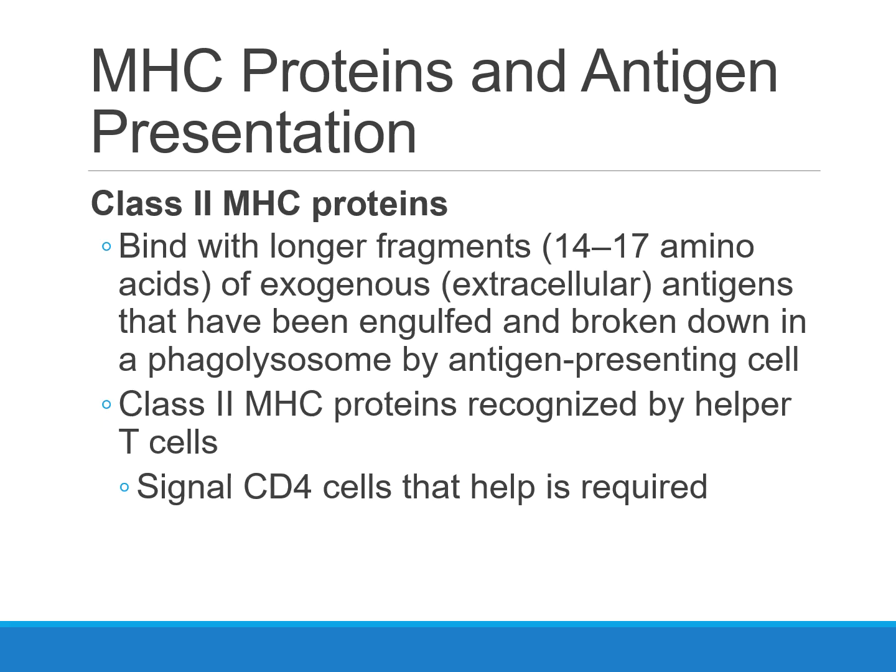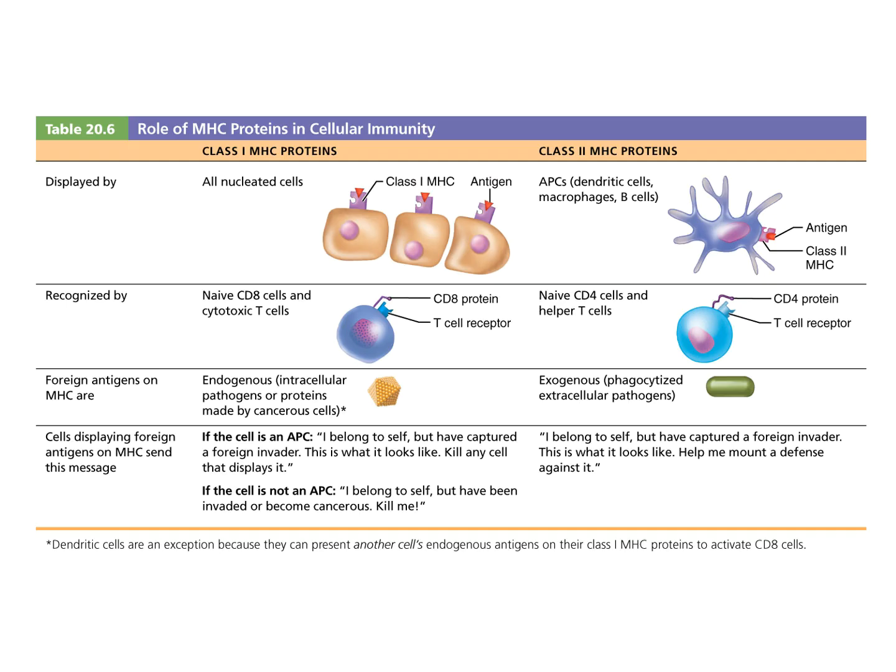Class 2 MHC proteins bind longer fragments, 14 to 17 amino acids, of exogenous extracellular antigen that has been engulfed and broken down in a phagolysosome by an antigen presenting cell. Class 2 MHC proteins are recognized by helper T cells, so they signal the CD4 cells that help is required. So when you see one of these flags, it basically says, hey, I'm infected, I need help.